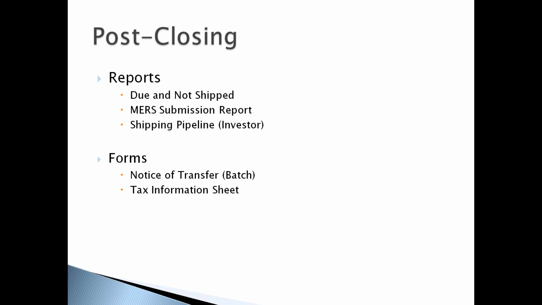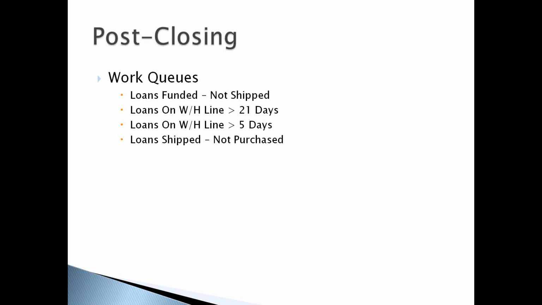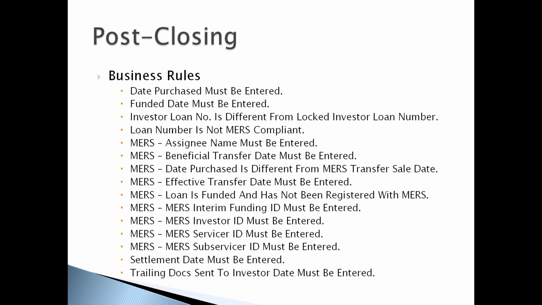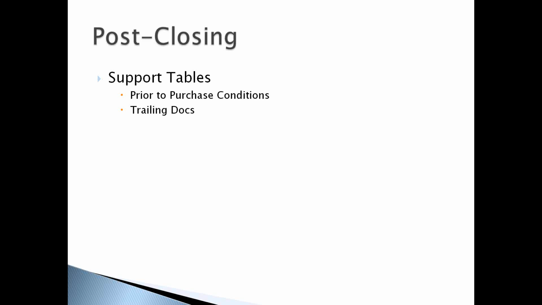And there are quite a few reports and forms that you'll want to use, but we'll only cover just a few. Now there are some work queues that will help you manage your post-closing department. And of course there are quite a few business rules that are going to be very useful for the post-closer that look at information that's been entered in the system. It may warn you that certain information hasn't been completed, or it may warn you of other things as well.